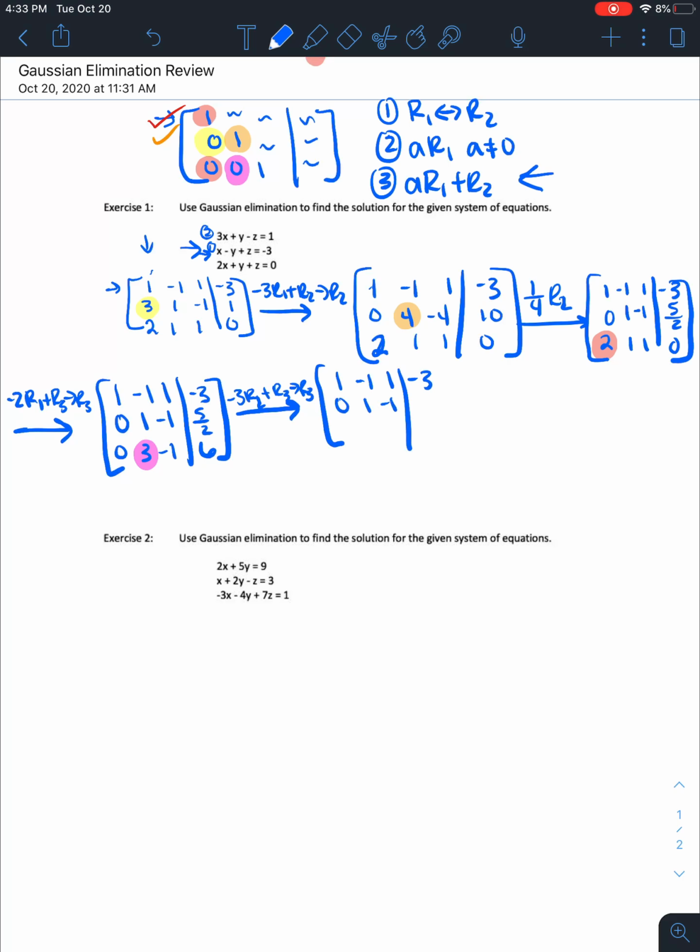So I have 1, -1, 1, -3, 0, 1, -1, 5/2. And -3 times 0 plus 0 is 0. -3 times 1 plus 3 is also 0. -3 times -1 minus 1, that's positive 3 minus 1 is 2. Negative 3 times 5 halves plus 6 is negative 15 halves plus 12 halves is negative 3 halves. So that's negative 3 halves.